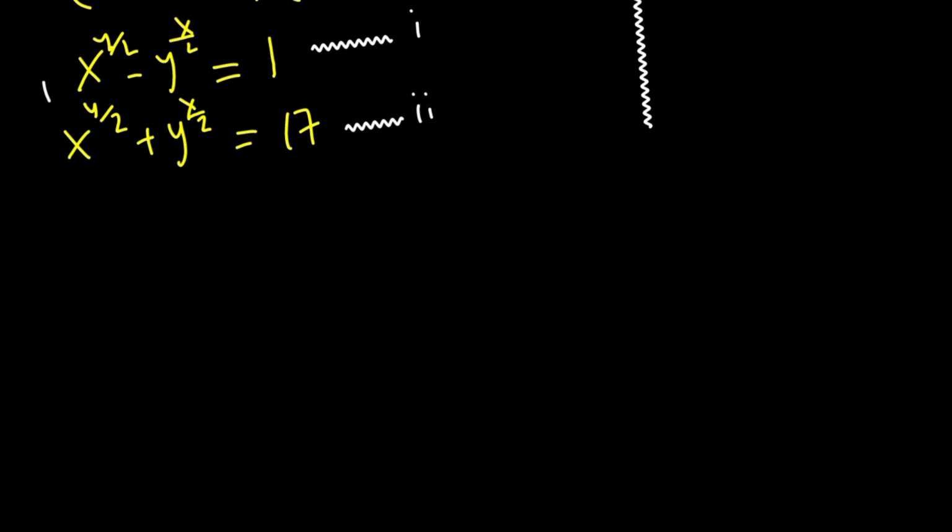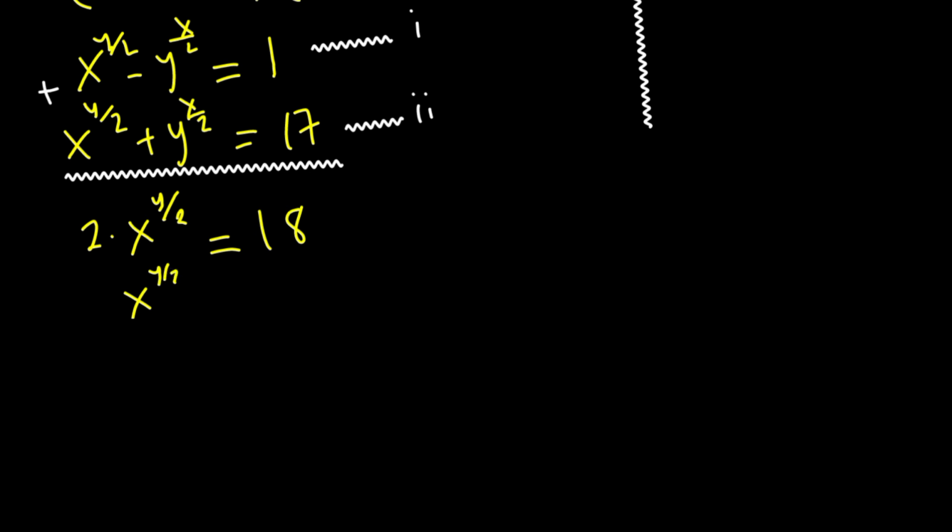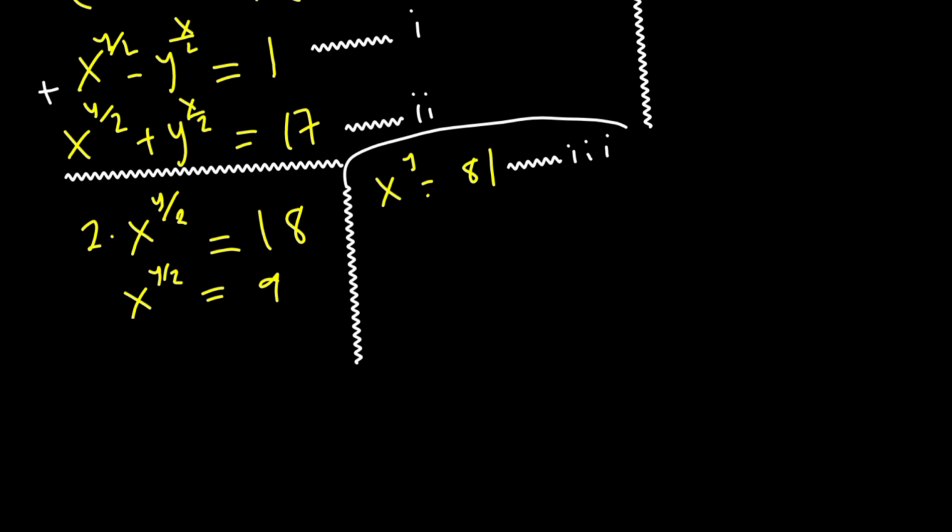When we add the equations together, you see that 2 times x to the power of y over 2 would be equal to 1 plus 17, that's 18. And then we have x to the power of y over 2 equal to 9. And therefore, squaring both sides, we have x to the power of y equals 81. So let's call this equation 3. Let us leave this here.